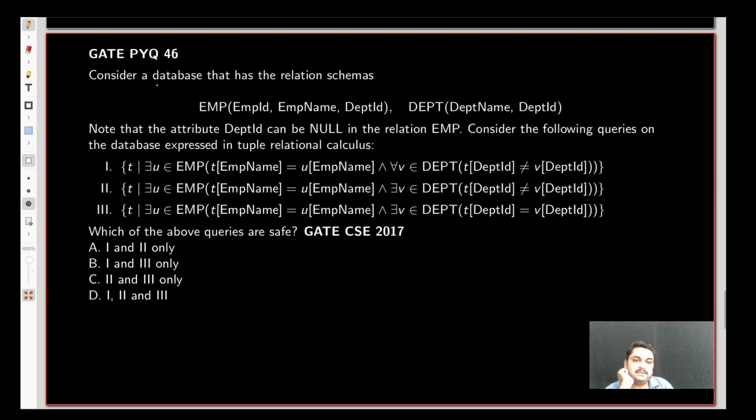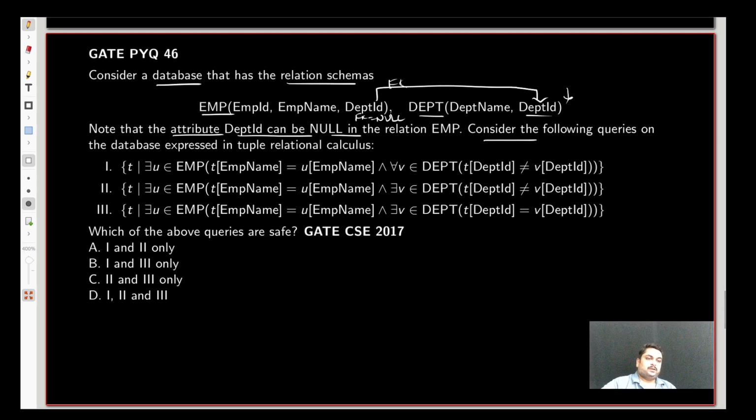Next. Consider a database that has relation schemas given, employee and department. Department ID is the link between these two. Note that the attribute department ID can be null, because this is referring to this particular department ID and they are saying it can be null. So here it is a primary key and this is a foreign key, and a foreign key can be equal to null. Consider the following queries on the database expressed in tuple relational calculus.